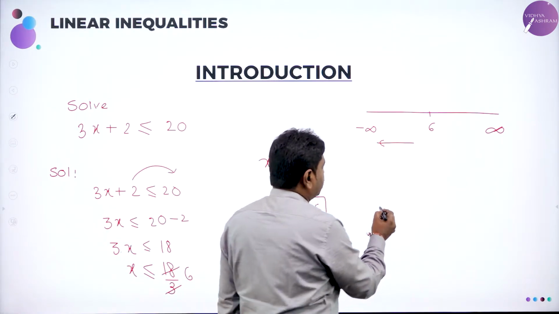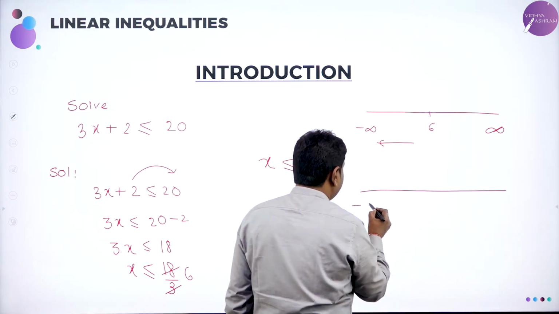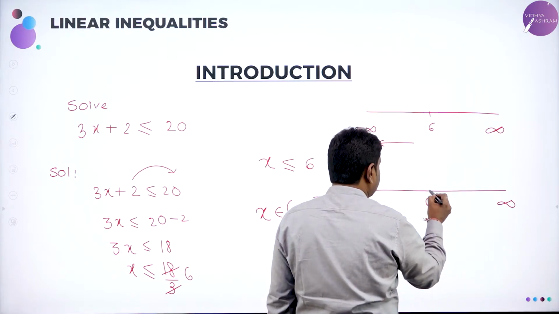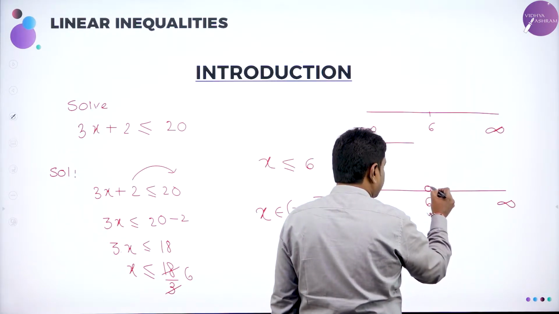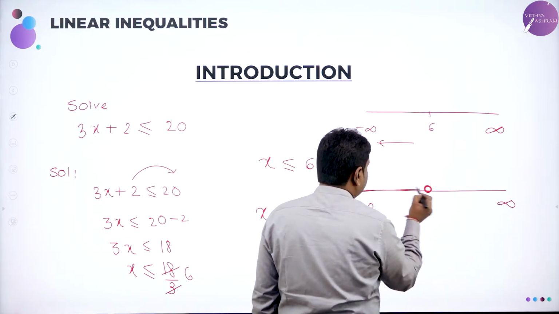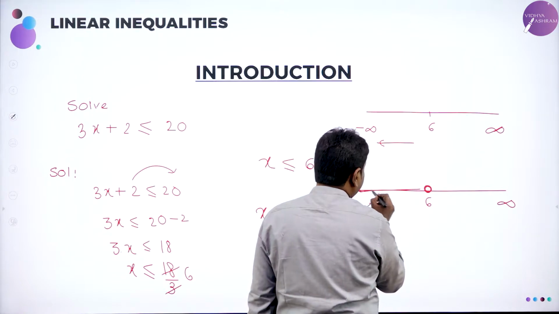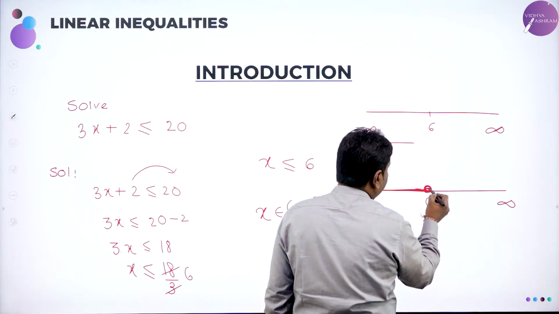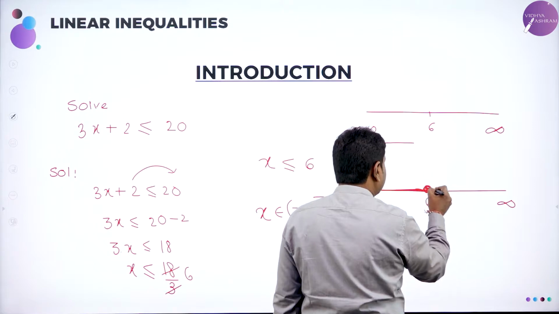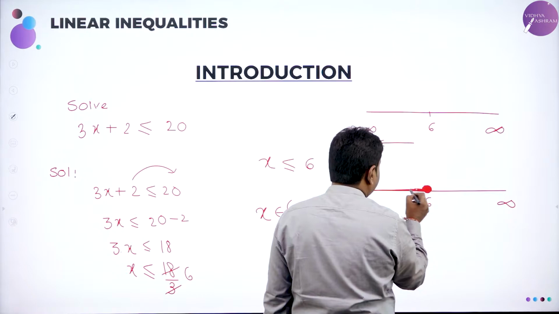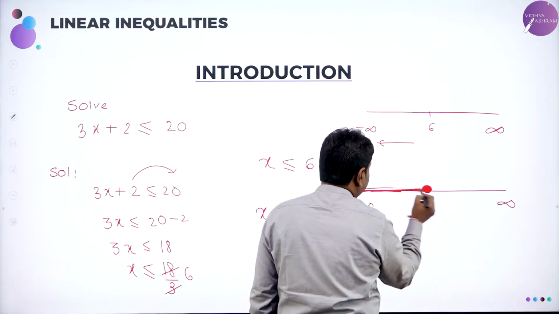On the number line, how to represent this? Left side we have negative infinity, right side we have positive infinity, and we'll have the number 6 here. At 6 you should draw a bubble. Shade left side means make the line thicker towards the left side. From 6, including 6. Including 6 means what? We should write a dark bubble. 6 is included, so dark bubble. At 6 put a dark bubble and shade the left side, or make the line thicker on the left side.